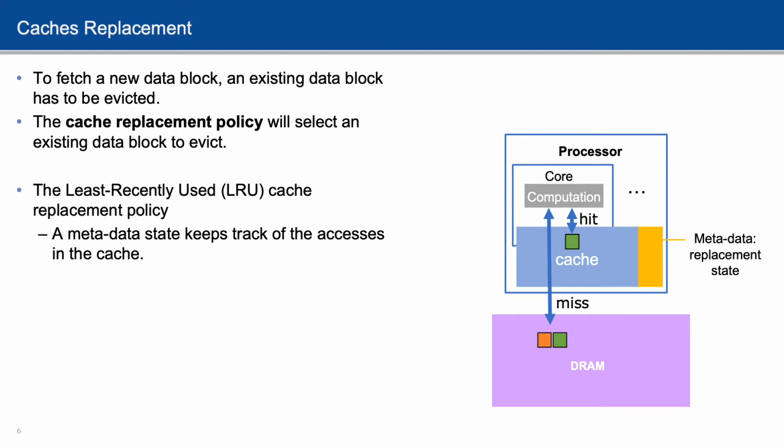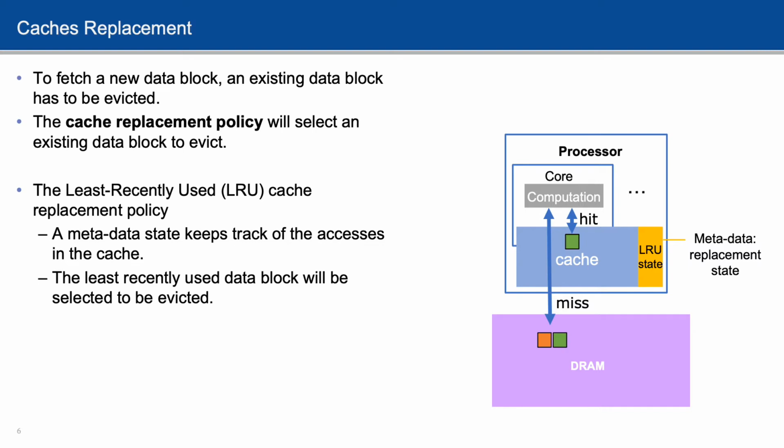The most commonly used replacement policy is called the least recently used cache replacement policy. It requires a metadata state to keep track of the accesses in the cache. And in such a replacement policy, the least recently used data block will be selected to be evicted.